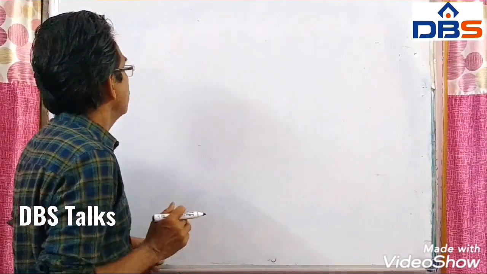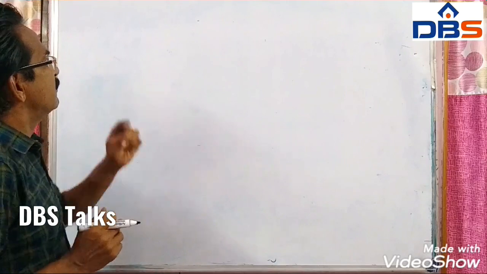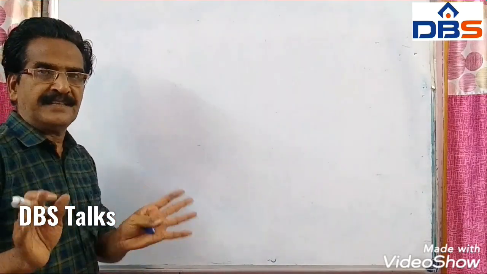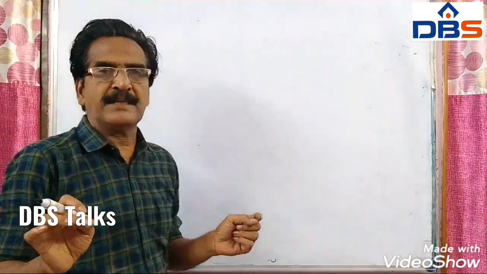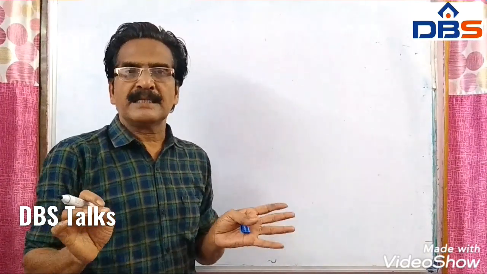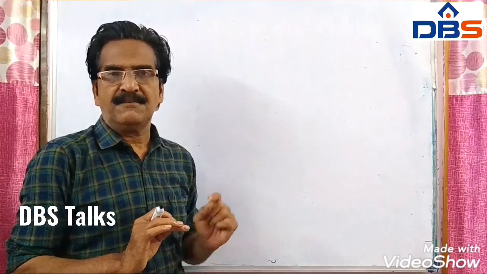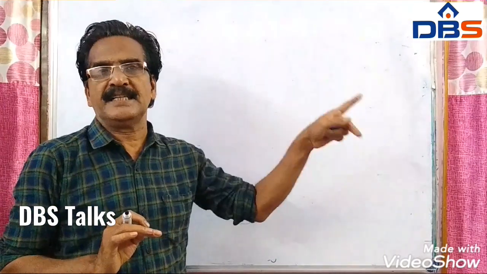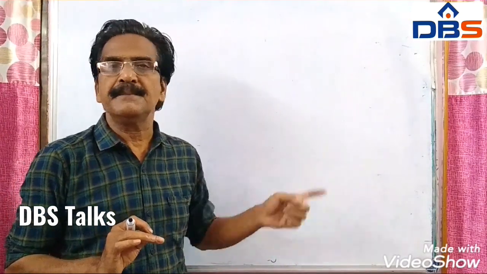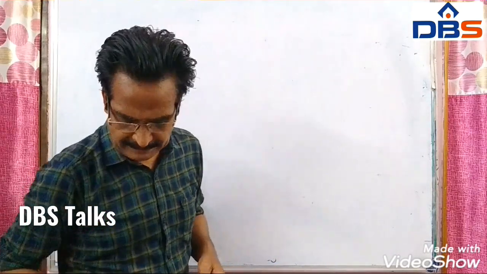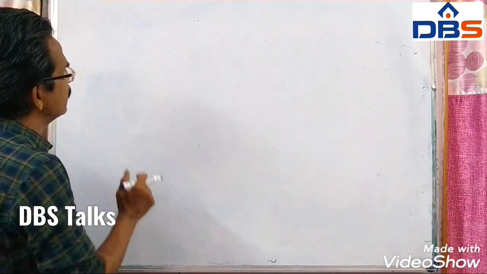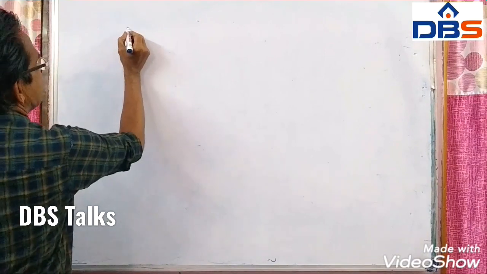Mean deviation for grouped data. Here the class intervals and frequencies are given, friends. One table will be given which contains class intervals and frequencies. From those two things we find the remaining things and find the mean deviation. Right friends? So the class intervals are 0 to 10 up to 60 to 70.